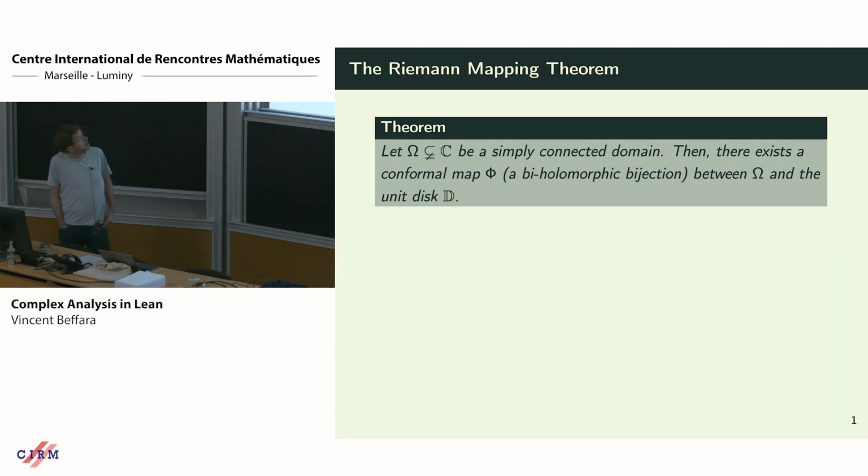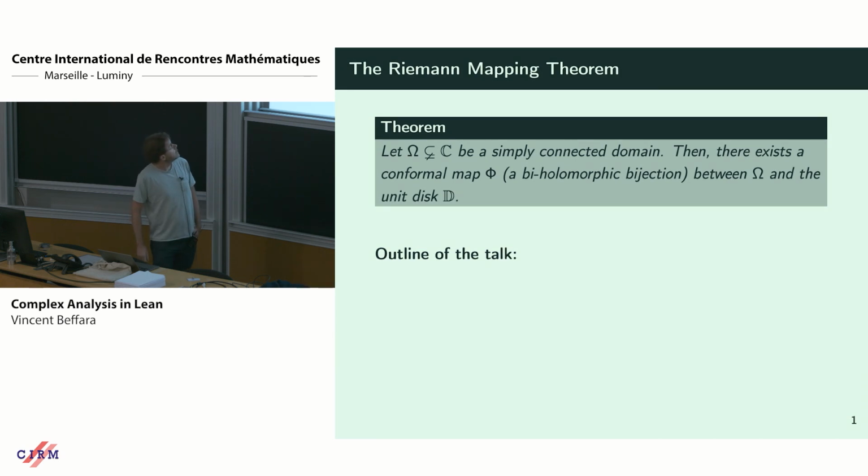So this is the statement. You take omega, which is a simply connected domain in the complex plane, which is not C. Then there is a conformal map, so biholomorphic bijection, between omega and the unit disk. That's one theorem. That's essentially the last theorem of this course I was teaching, and I was trying to formalize as I went. As you can guess, it did not go as fast as predicted, so I gave this course 3 times, and by now everything essentially is formalized.